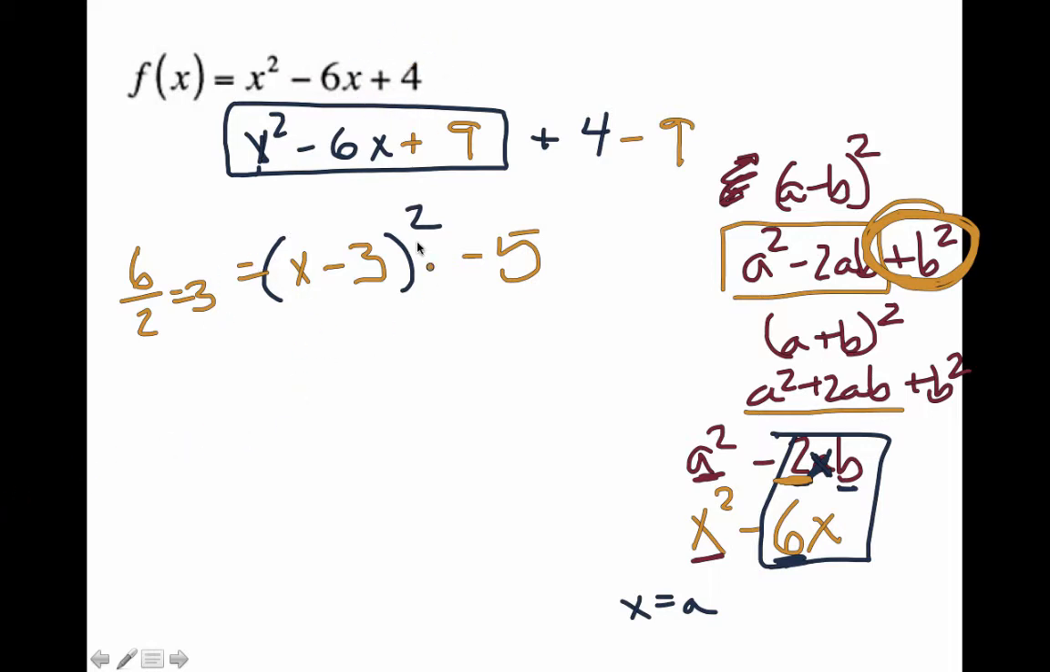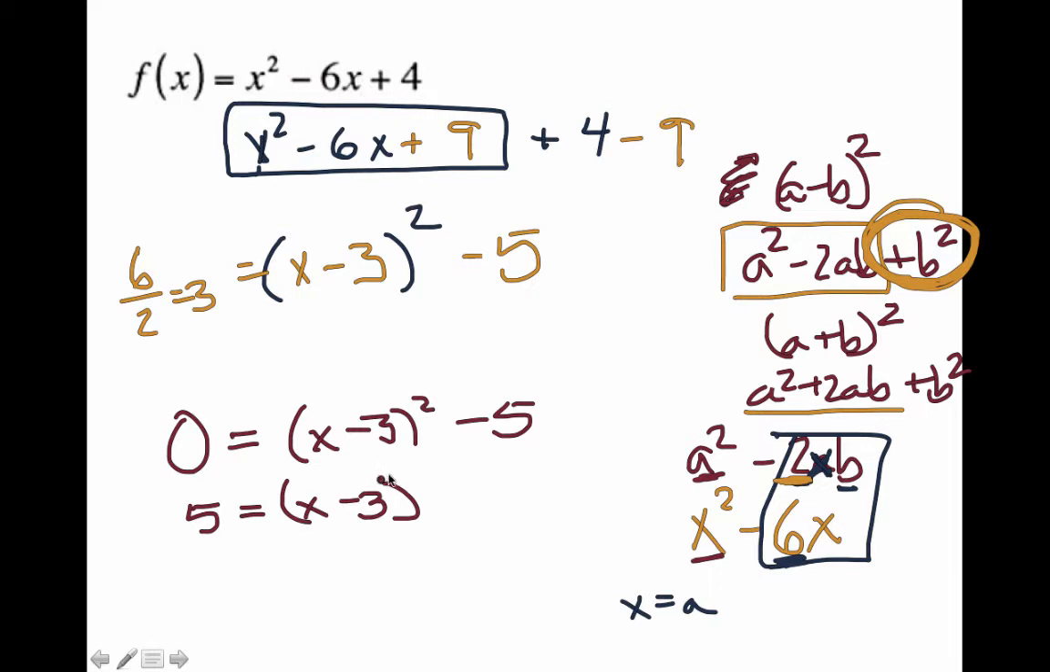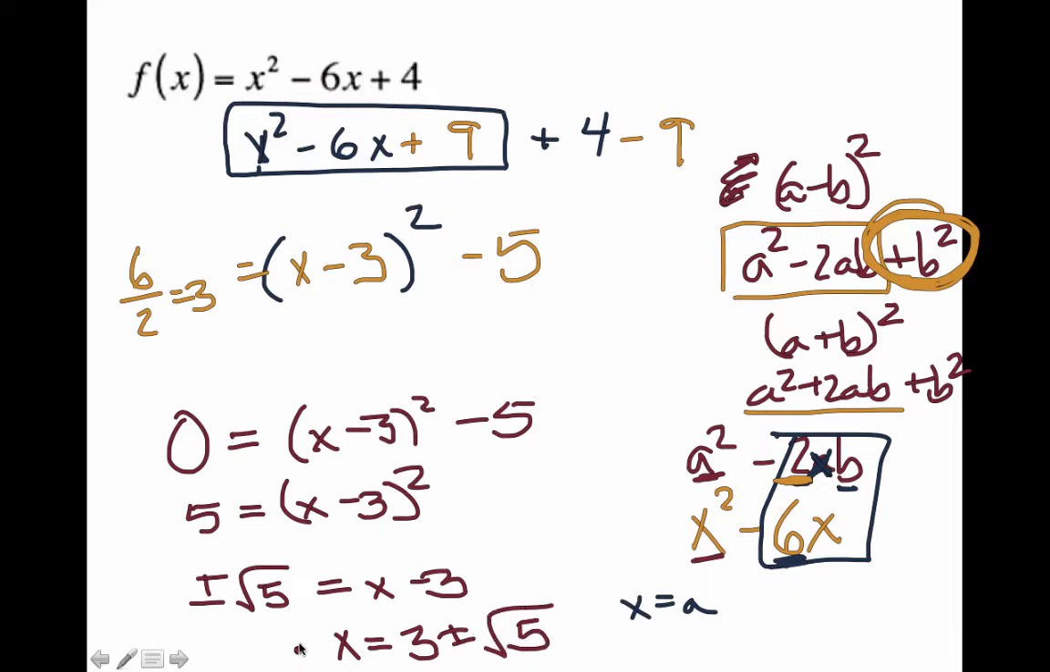But if you had to solve for the x-intercepts, this is a much easier equation to solve if you set it equal to 0. If I said 0 equaled x minus 3 quantity squared minus 5, add 5 to both sides, take the square root of both sides, plus or minus the square root of 5 equals x minus 3, add 3 to the other side, and I get that the x-intercepts would be 3 plus or minus the square root of 5.